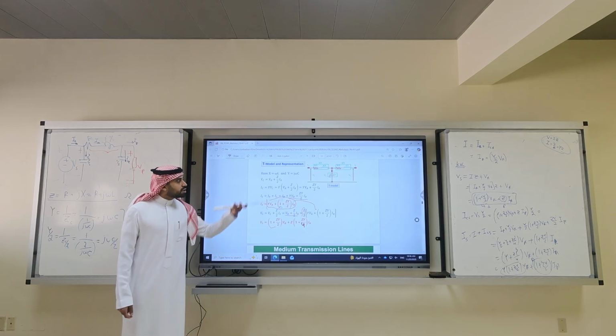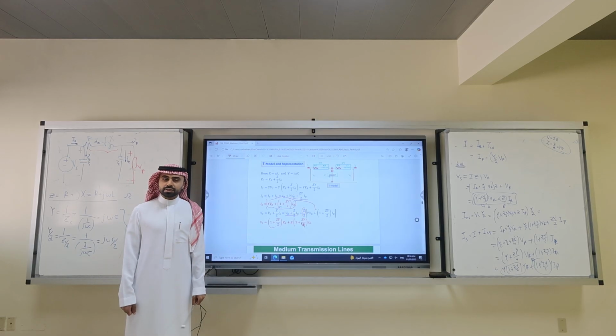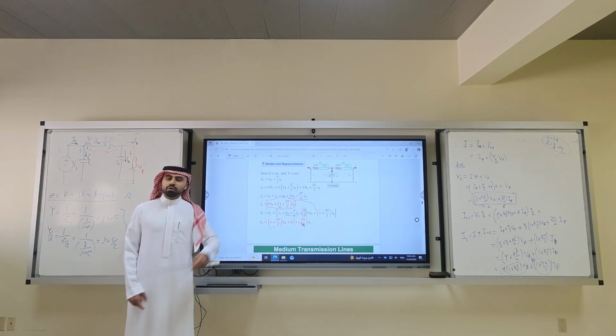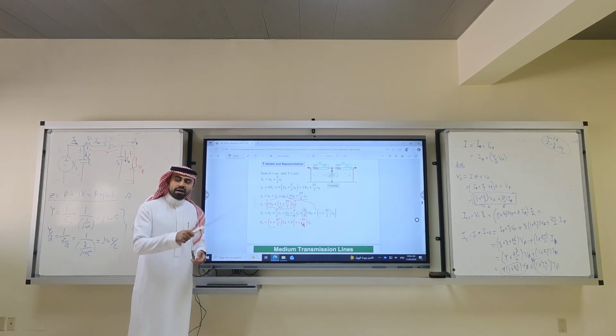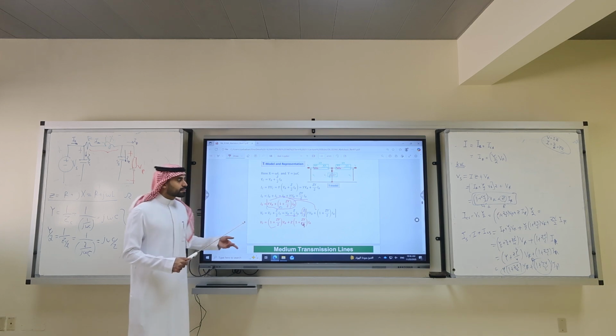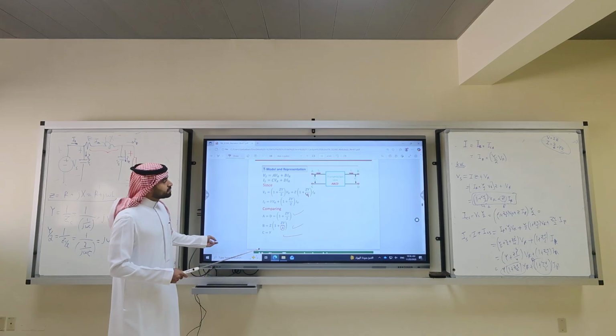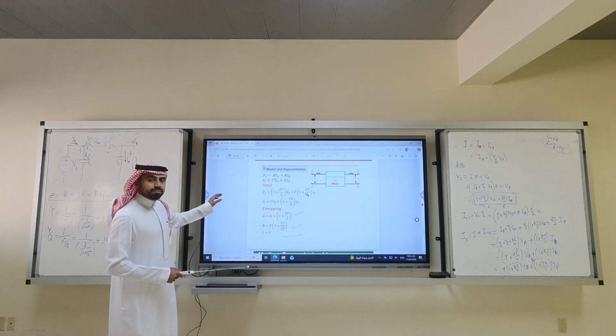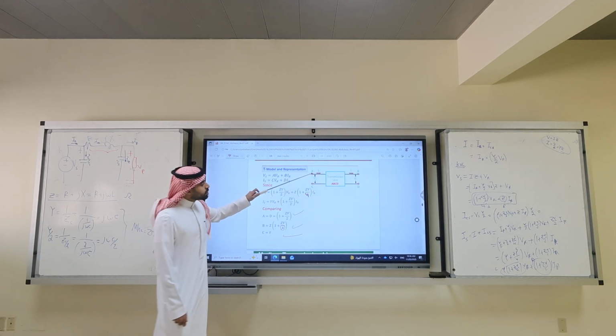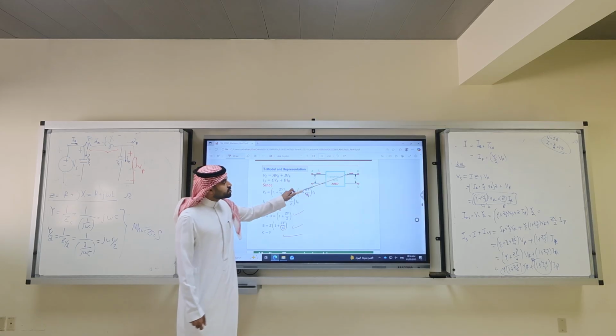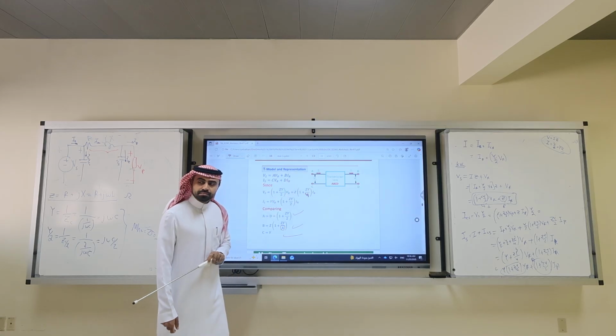What if I ask you to derive the T model test? Can you do it? Yes. I might ask you to derive both of them. Maybe solve the example with both models. Because transmission lines are so valuable to me. Any question? So remember, in the two-port network, you write VS and IS as a function of IR and VR.